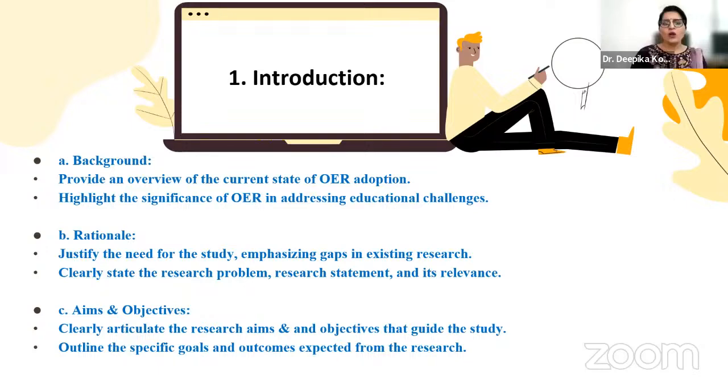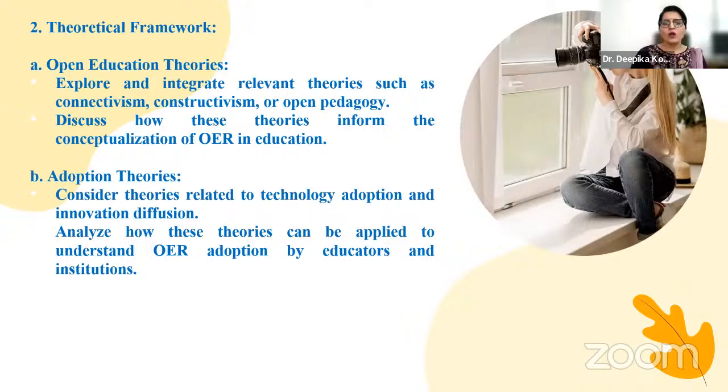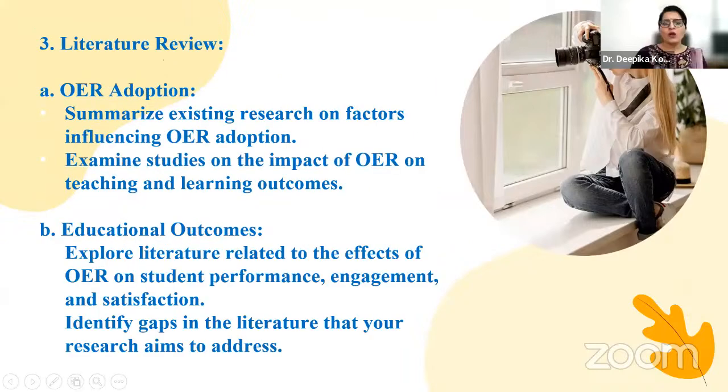Whenever I am discussing research with some of the international students, they are very concerned with the ethical framework of their work. Though we have an introduction, we should have a separate heading for our research, like theoretical framework, which can cover open educational theories and adoption theories. Then literature review, where we can mention OER adoption and educational outcomes related to your study.